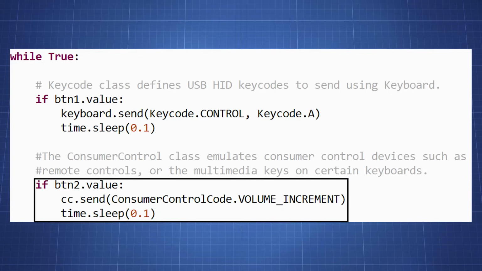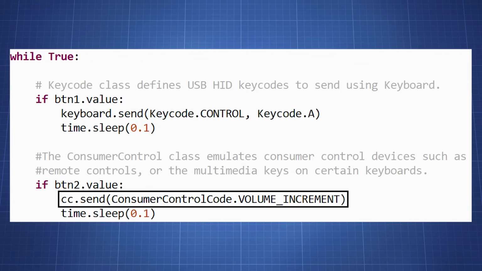For the second button, we use the consumer control class to emulate consumer control devices like the multimedia keys on a keyboard. Here we send the consumer control code volume increment, which will increment our volume by 2.